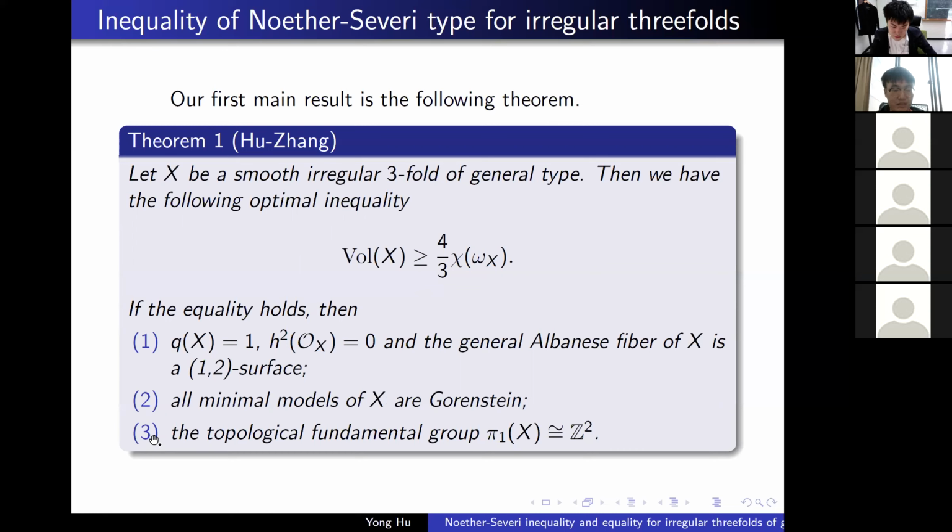The third statement is that we compute the topological fundamental group of X. And in fact, the fundamental group of X is isomorphic to the fundamental group of the Albanese variety. Because the Albanese variety is a smooth elliptic curve, this is isomorphic to Z^2.